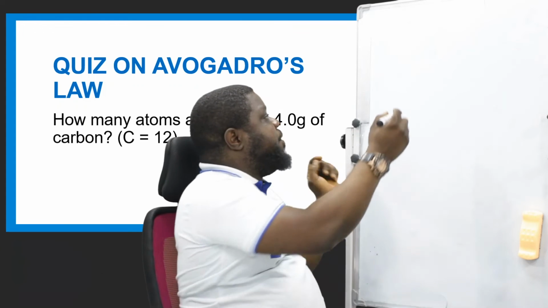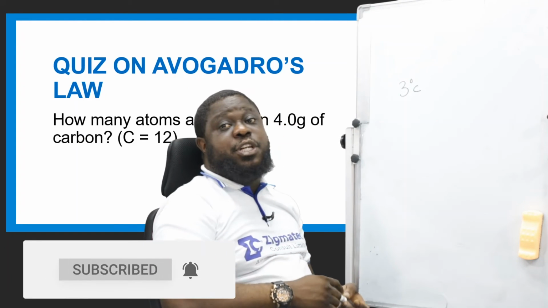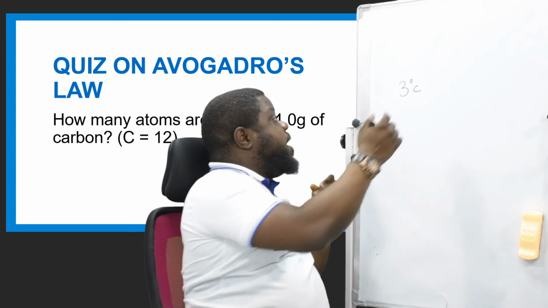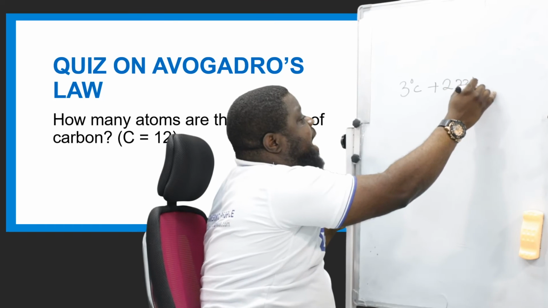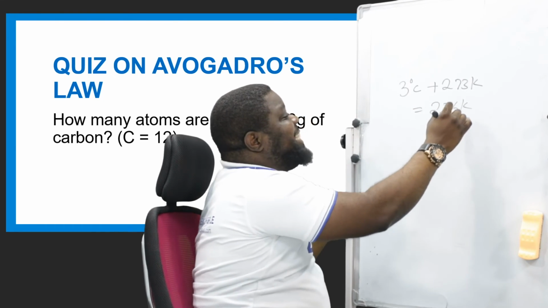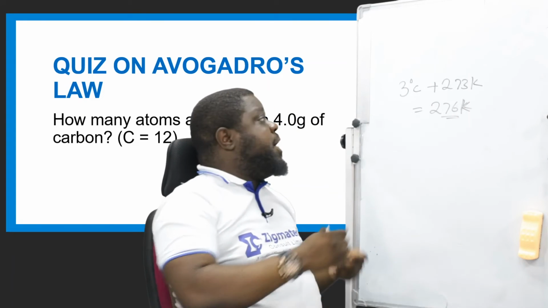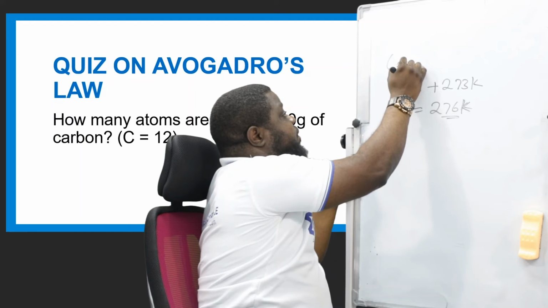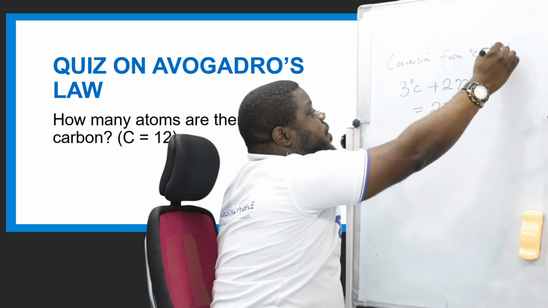Take, for example, 3 degrees centigrade. I want to change it to Kelvin. It's 3 degrees centigrade plus 273 Kelvin. It will give me 276 Kelvin. It is not degree Kelvin, it's just Kelvin. You don't add degrees in Kelvin. This is conversion from degree centigrade to Kelvin.